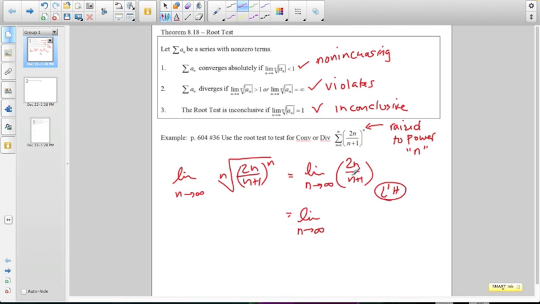As n goes to infinity, we've got infinity over infinity, so indeterminate, hence L'Hopital's. Derivative of the top is 2, derivative of the bottom is 1. So the limit as n goes to infinity is 2. Where does that fall here? That falls in the greater than 1 category. So we know that this series diverges because of the root test.